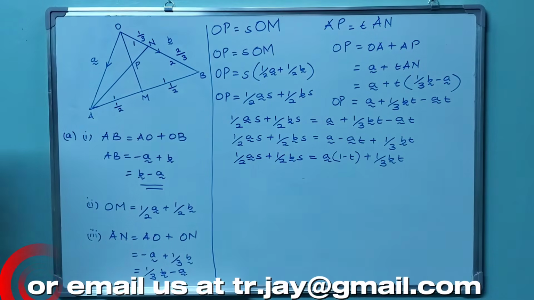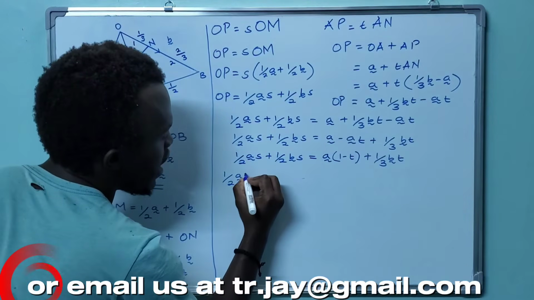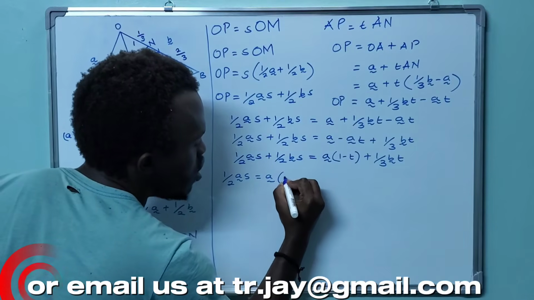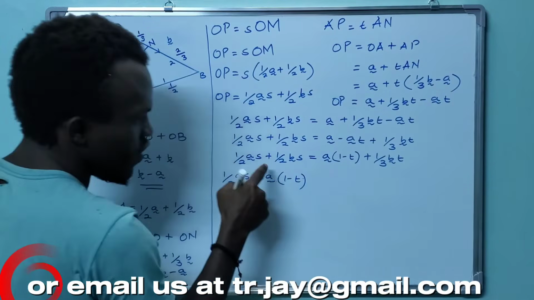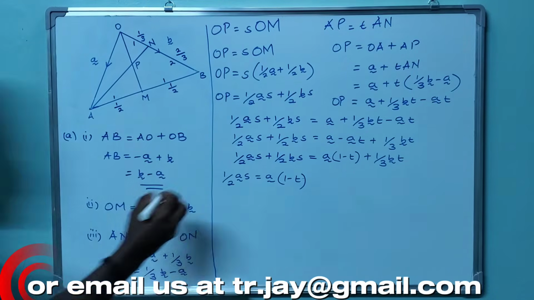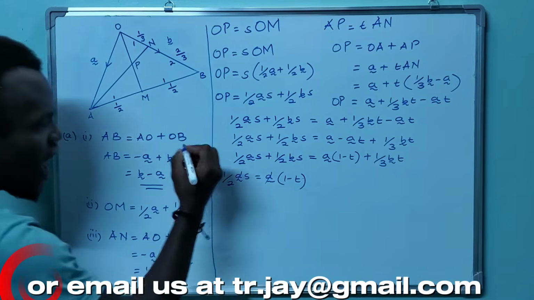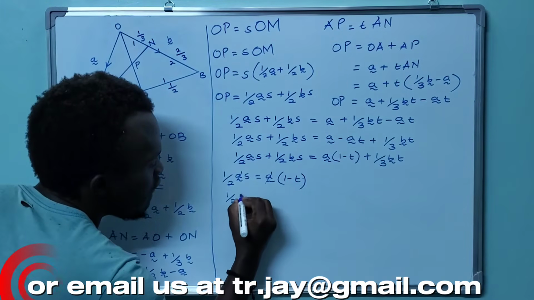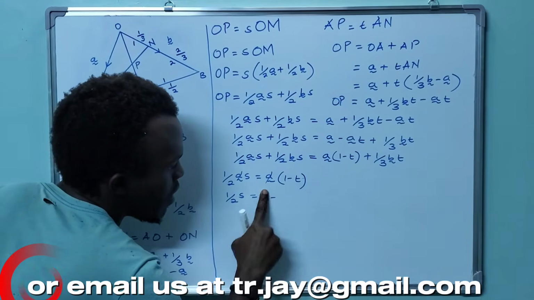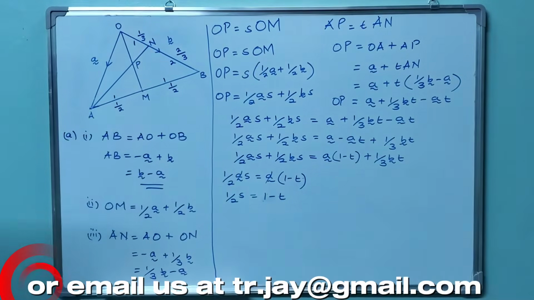I'm going to equate them separately, which means I'm going to have here 1 over 2 vector A S equal to what? Equal to vector A into 1 minus T. So, I've equated for A separately because they are equal. What am I going to do? This vector A and this vector A are going to cancel. What am I going to be left with? I'll be left here with a half S being equal to 1 minus T.